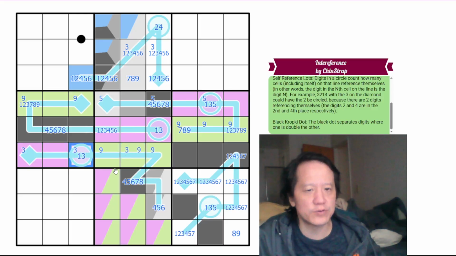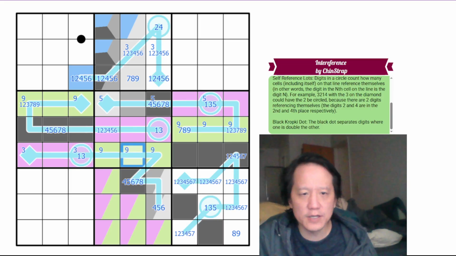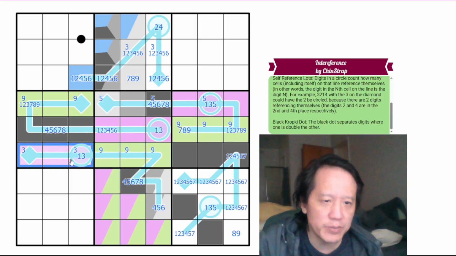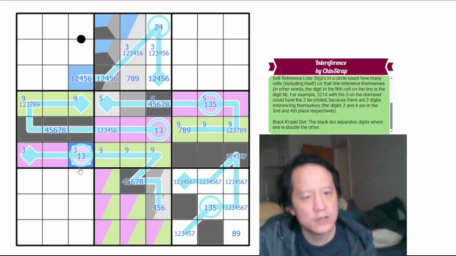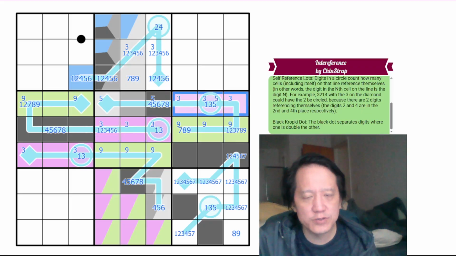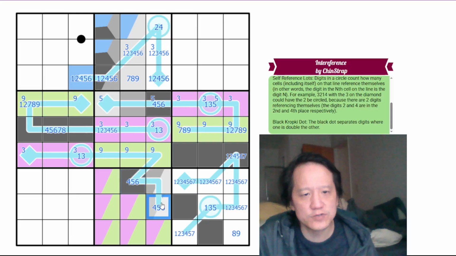This is 1 or 3. Therefore, 3 cannot be here. 3 is in the pink. Interesting. So 3 is one of the pink. This cannot be 3. 3 has to be one of the pinks. So that means this has to be 3 also. So this cannot be 3 here. 3 must match 4, 5, or 6. So this is 4, 5, or 6 too.